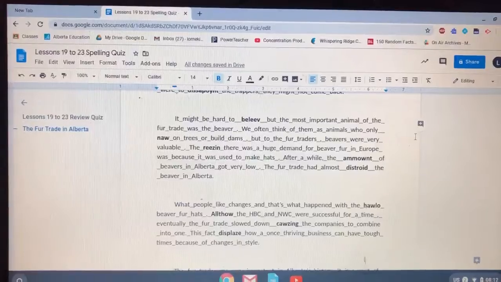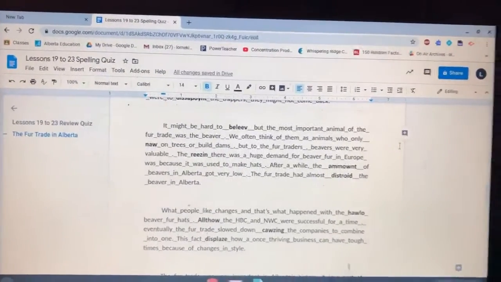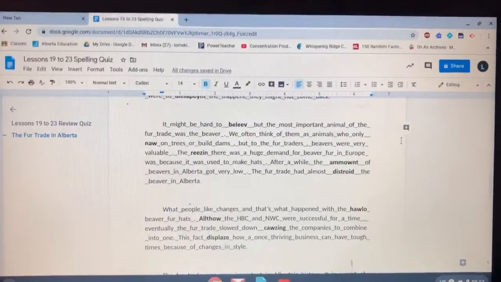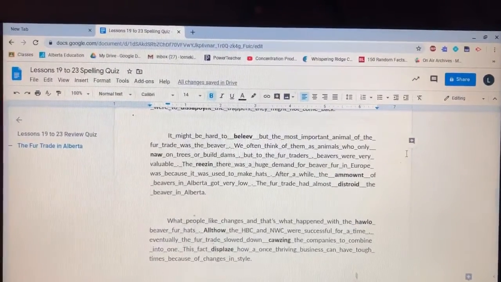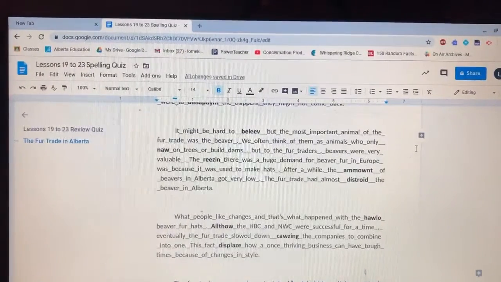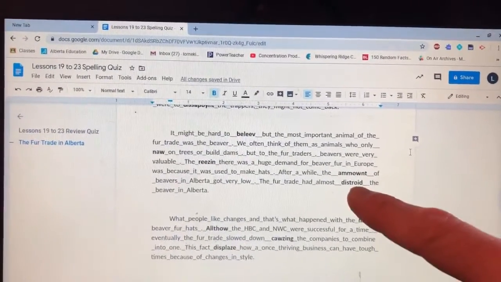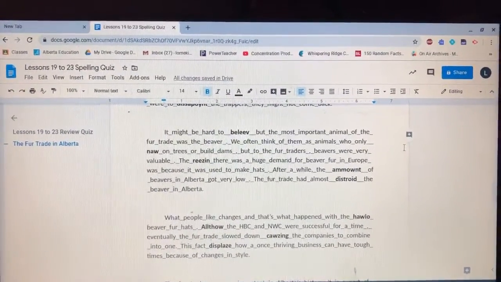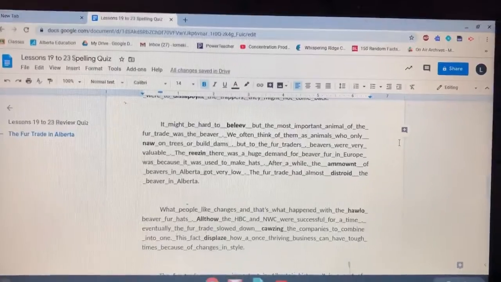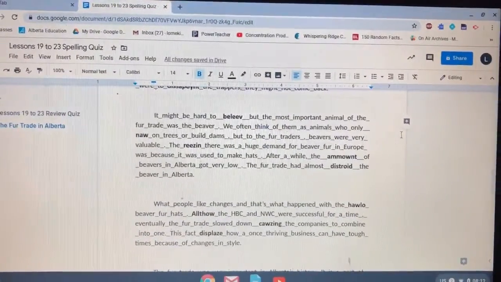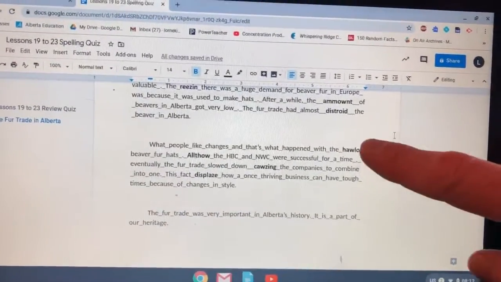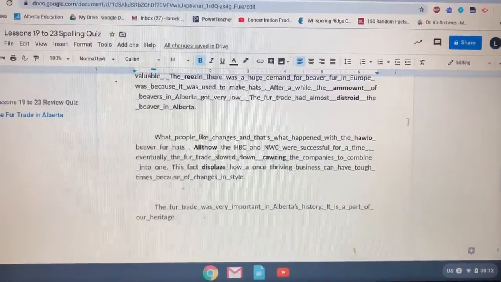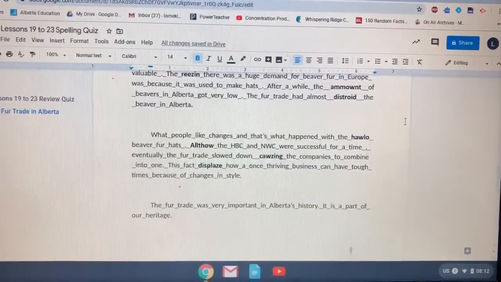The reason there was a huge demand for beaver fur in Europe was because it was used to make hats. After a while, the amount is the next word that needs to be spelled correctly. After a while, the amount of beavers in Alberta got very low. The fur trade had almost destroyed. Oh, destroyed. That's not how you spell that. Change it so it's right. The fur trade had almost destroyed the beaver in Alberta. What people like changes, and that's what happened with the hollow. Hollow is the next word. Make it so it's spelled right. That's what happened with the hollow beaver fur hats.